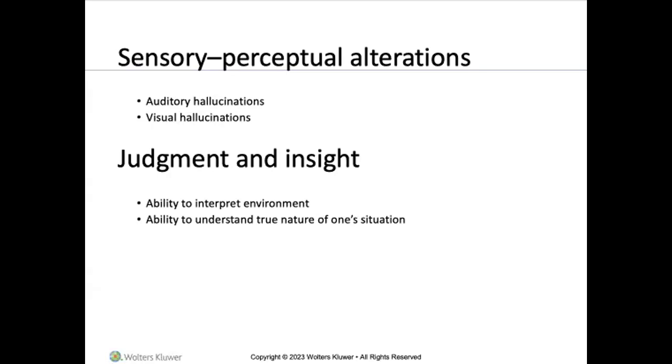The most common are the auditory. And then visual hallucinations are things that they're seeing that really don't exist.